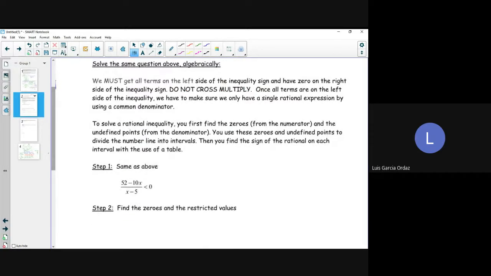So we're going to solve the same question above algebraically. So we solved it graphically for the first part of the lesson. Now we're going to solve it algebraically. Okay?